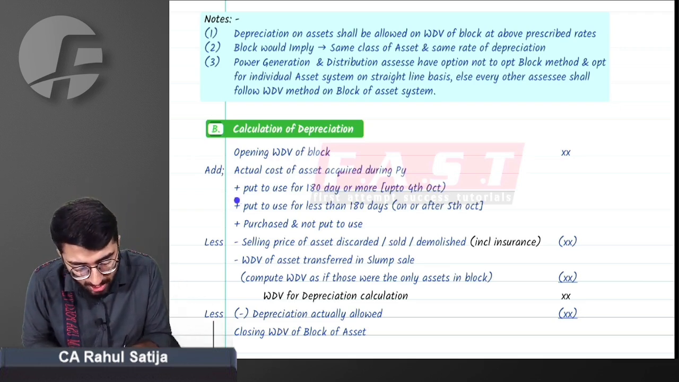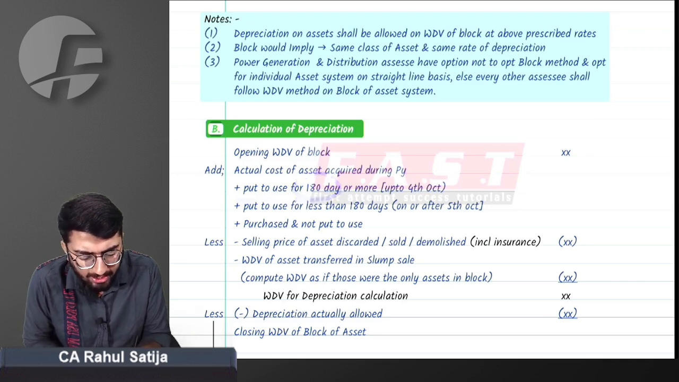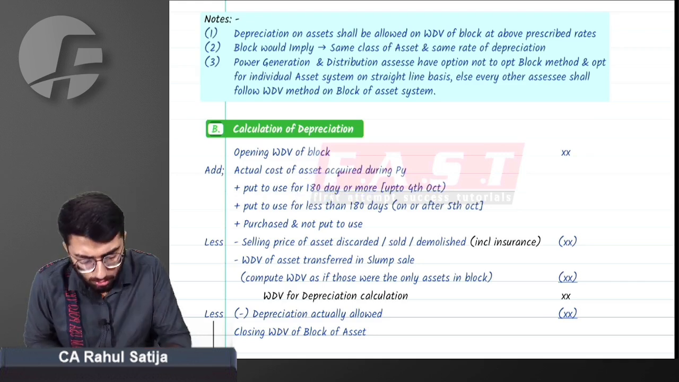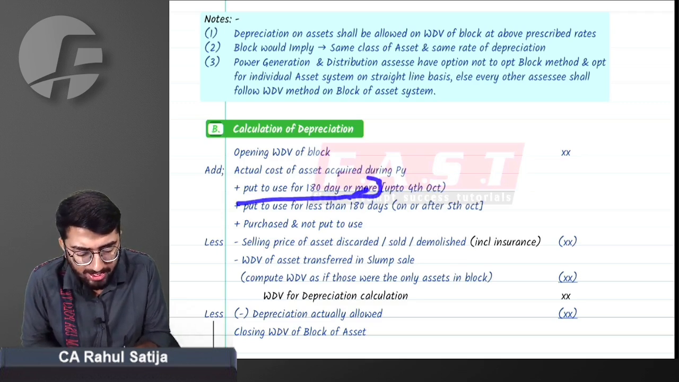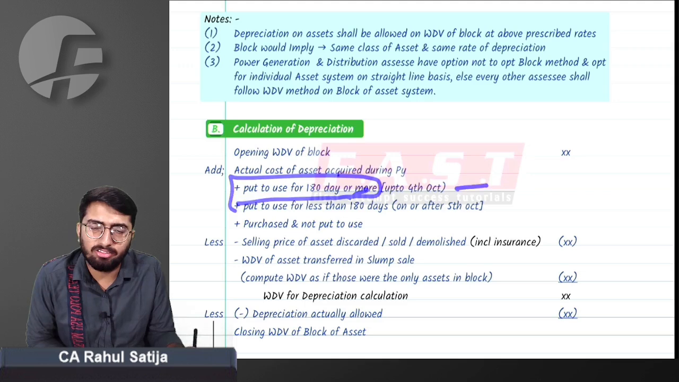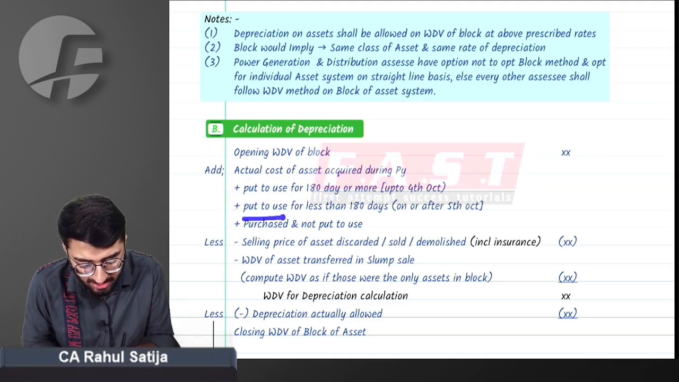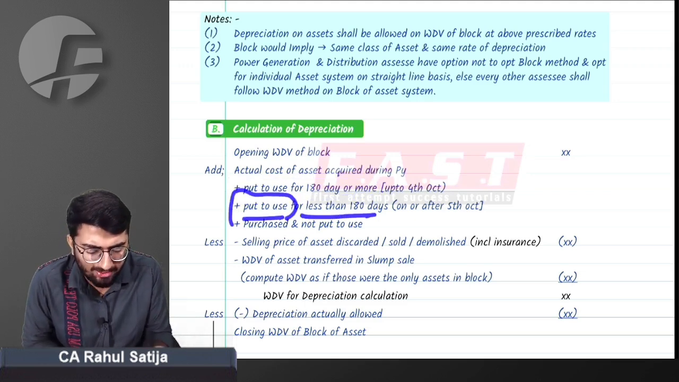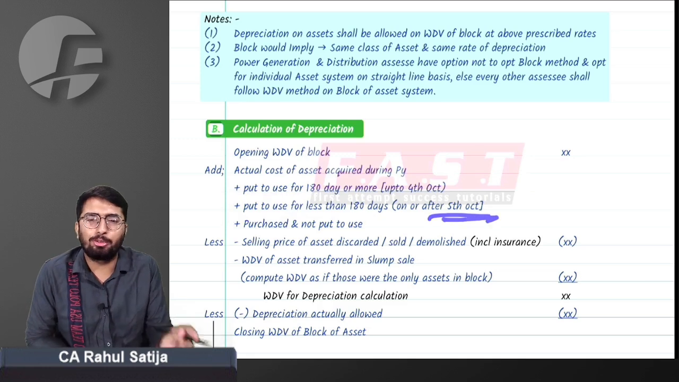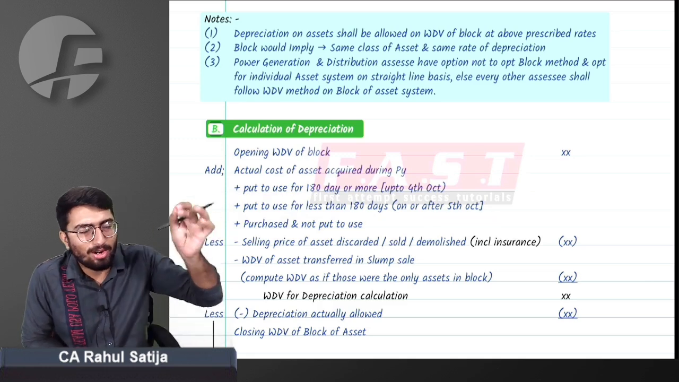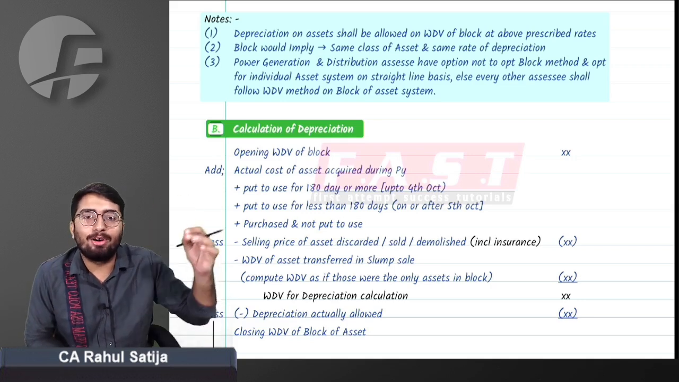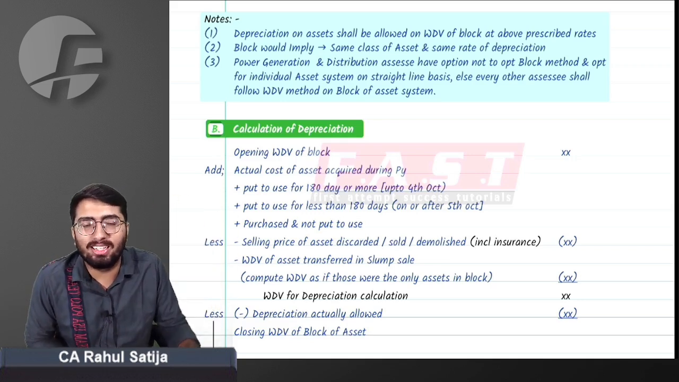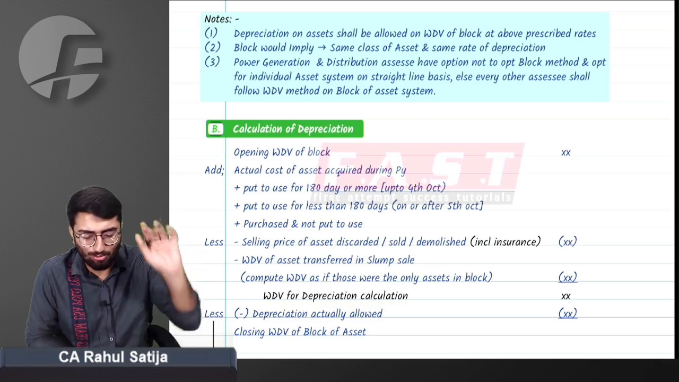Any asset that is acquired and put to use for 180 days or more will be added differently. Any asset that is acquired and put to use for less than 180 days, that is on or after 5th October, will be added differently. I have done this homework for you. If you have acquired on or before 4th October, then it will be for 180 days or more. If you have acquired on or after 5th of October, then it will be for less than 180 days.